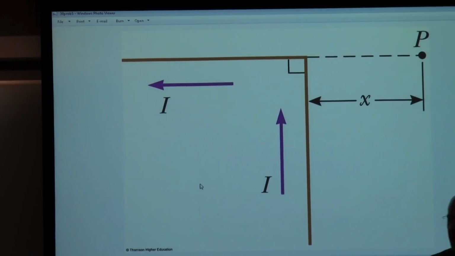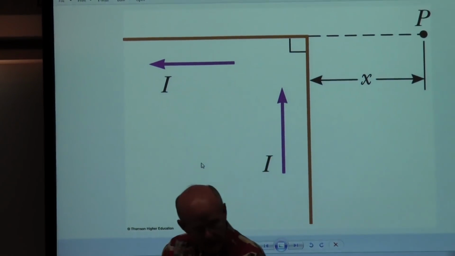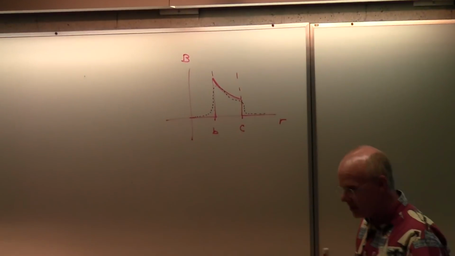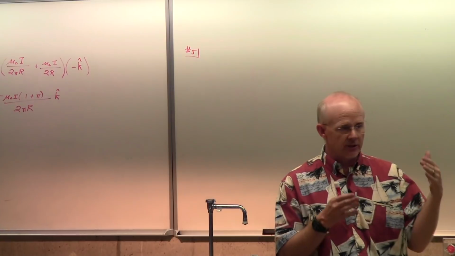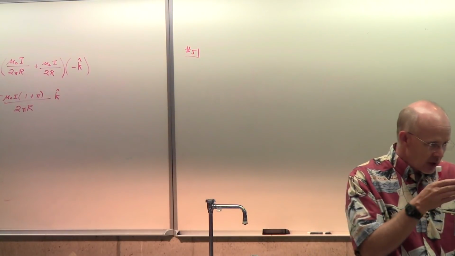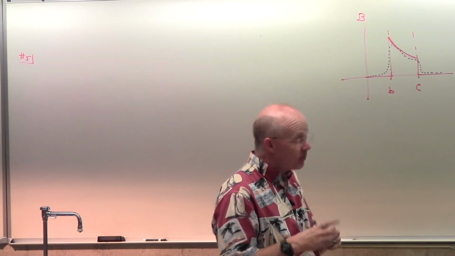Here we have a current that goes up. Then it makes a right angle bend. Maybe this is the current in this little microprocessor, the power wire, and it goes across the outside of the circuitry. And we want to know this.